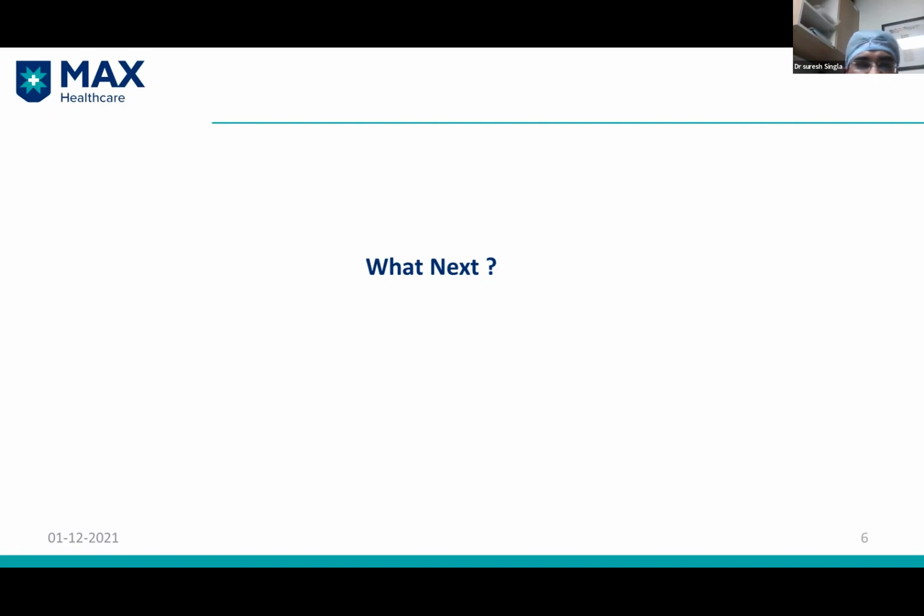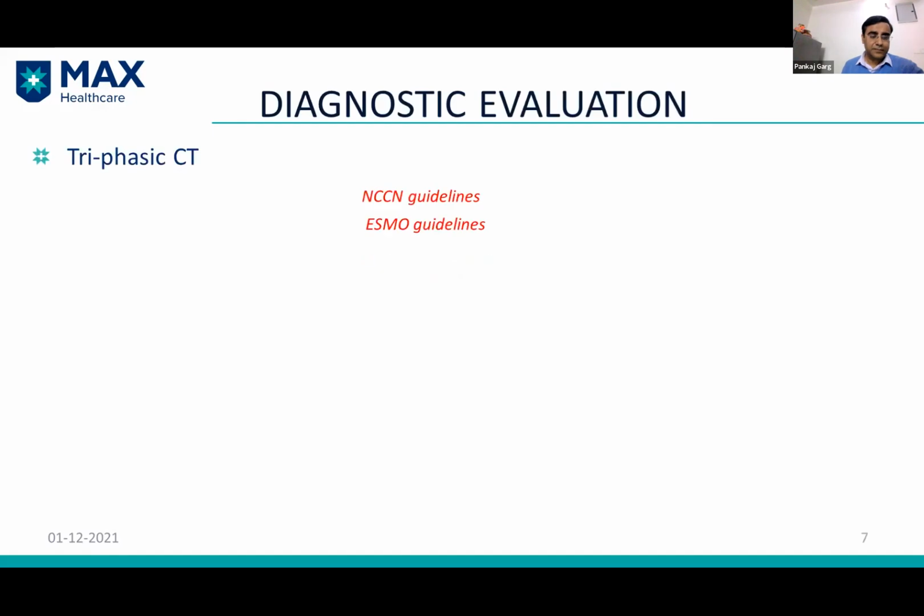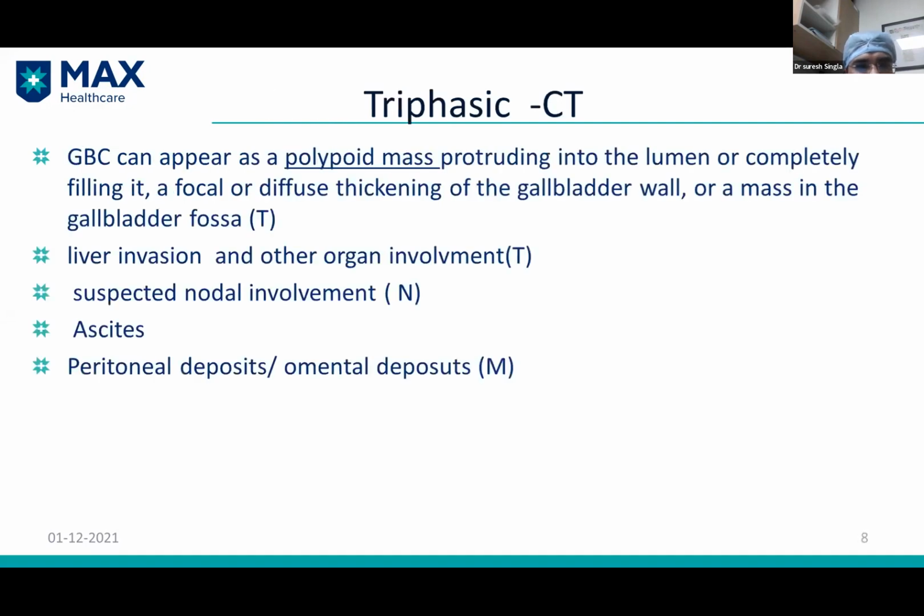Sir, I would like to ask which CT you recommend, triphasic CT or just CECT abdomen? Normally we go for a triphasic CECT because that will help not only in the characterization of the lesion but also the arterial anatomy, because that will be required later on. So we go for a triphasic CT. Even NCCN guidelines and ISMO guidelines recommend the triphasic CT. Triphasic CT can show the polypoidal mass, thickening, liver involvement, suspected lymph node, ascites, and any peritoneal or omental deposit. So it will help us make the staging.